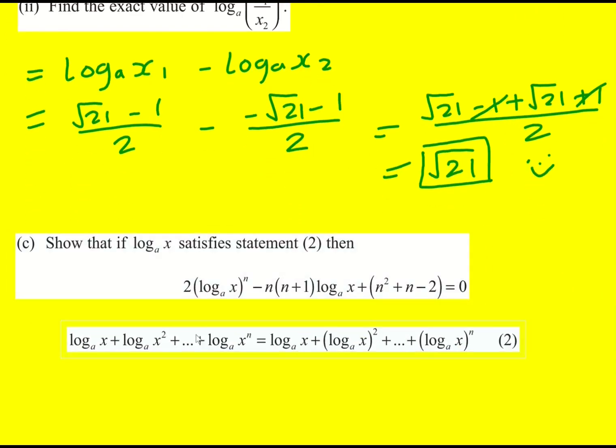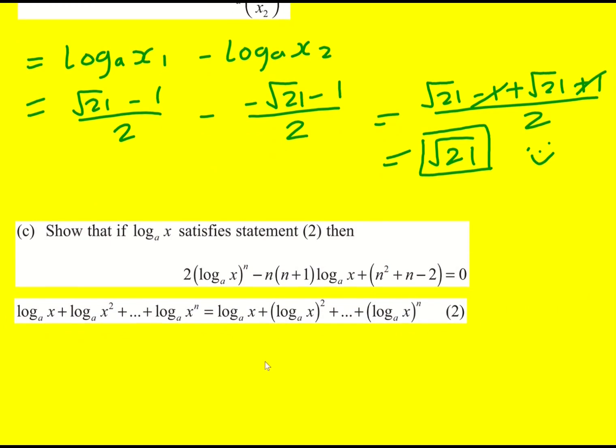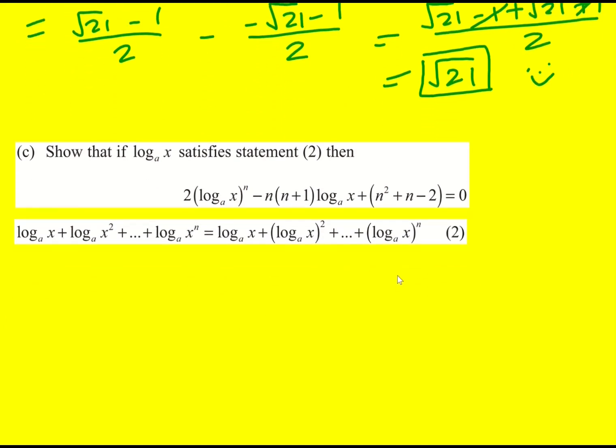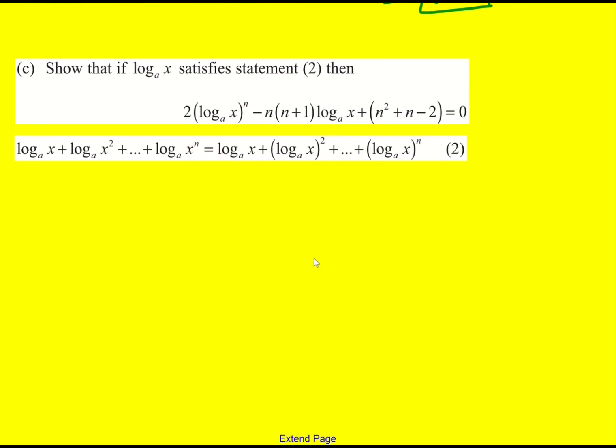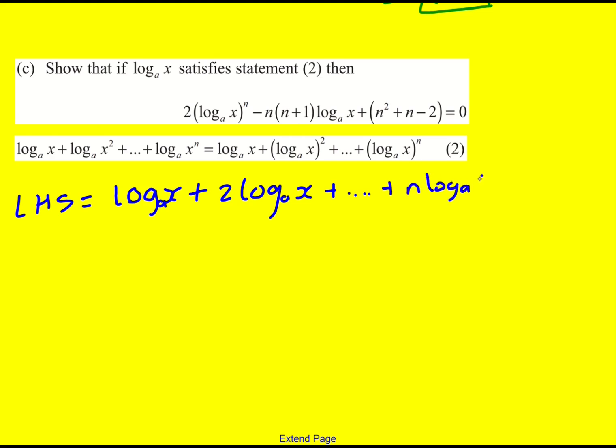So show that if log x satisfies statement 2, this one we had down here, then this equation is true. We just did it for n equals 3, but now we're doing it more generally. Okay, so I'm going to deal with the left-hand side first of all, which is going to become log x plus 2 log x. Sorry, I'm going to write base a, but I'm not going to say it every time. And all the way up to n log x.